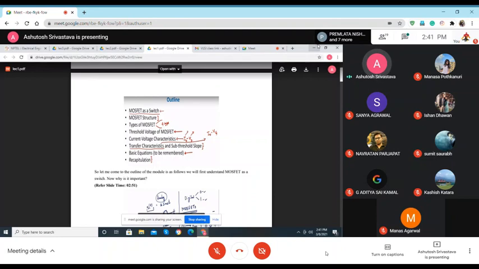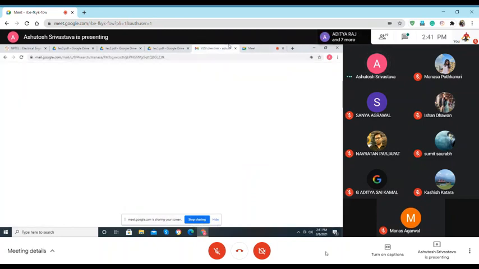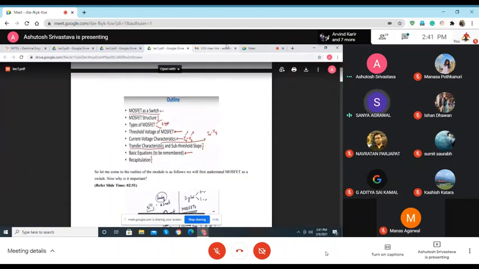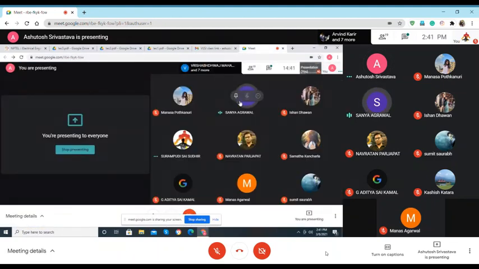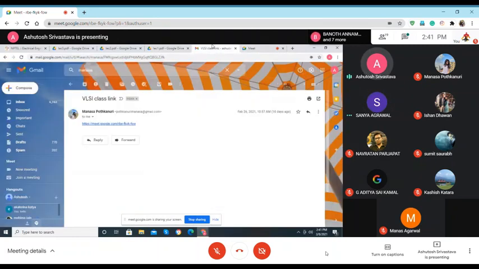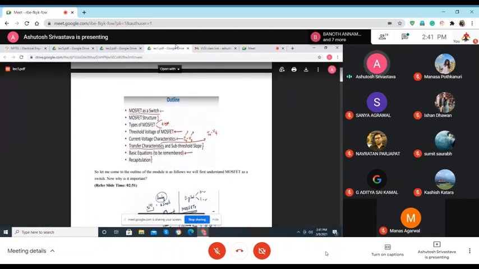So after this, we will be talking about a novel concept again, which is responsible for the flow of current, and I think it's one of the most important concepts in MOSFET transistor technology. So what is the full form of MOSFET? Anybody? Metal oxide semiconductor field effect transistor. Okay.